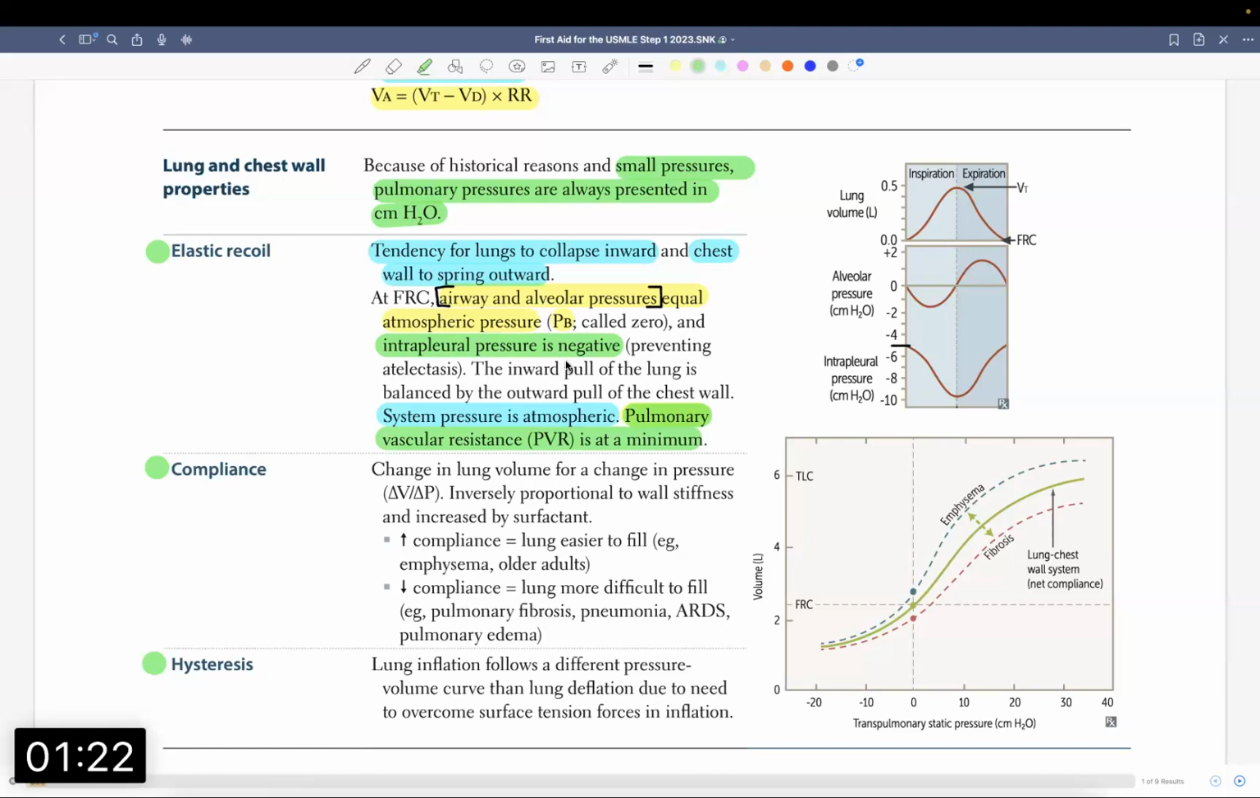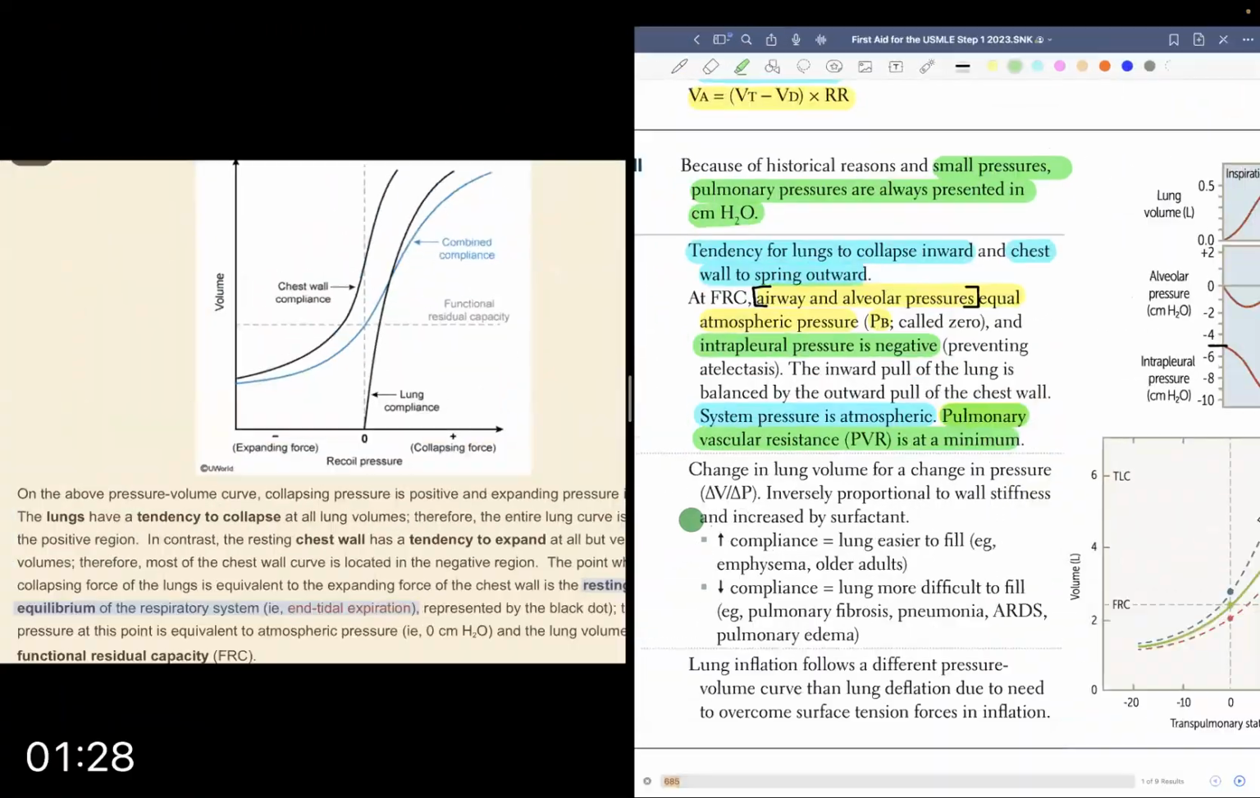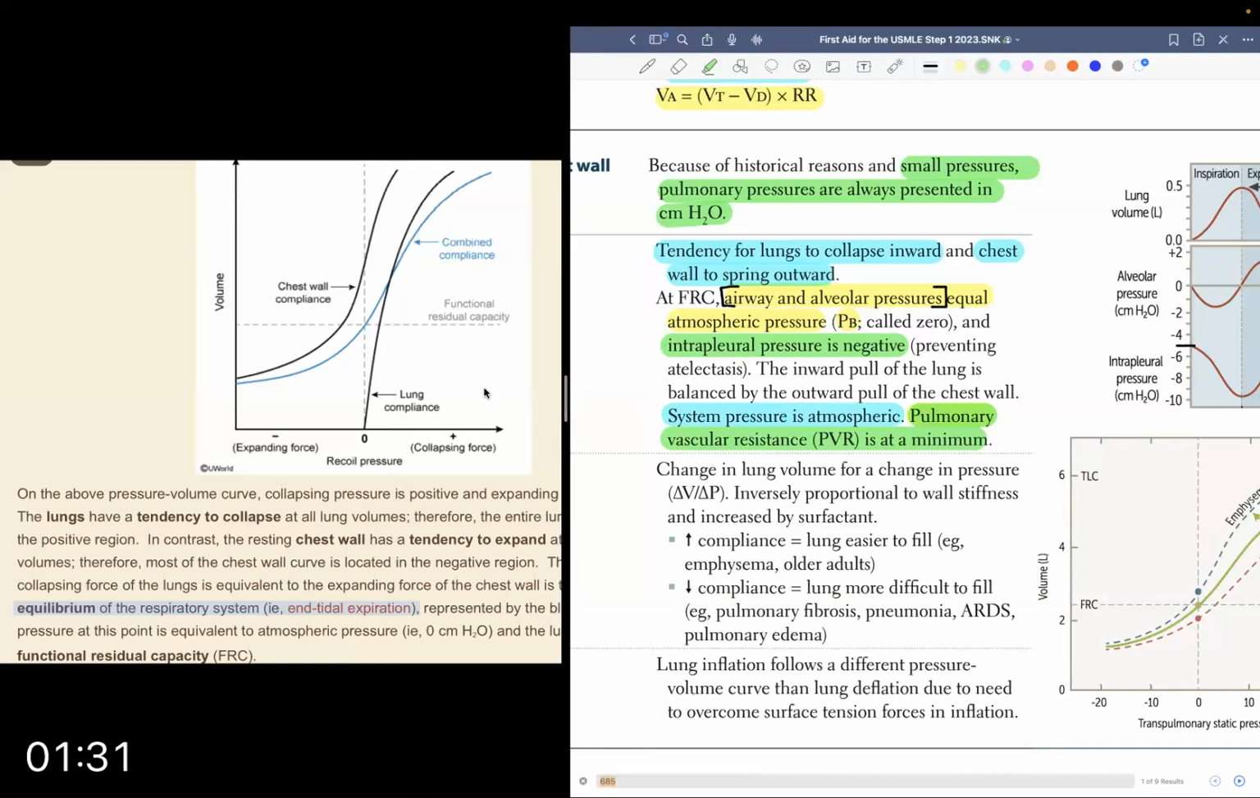So as Faiz shared, the UWorld question image, put it side by side. So you have to correlate at functional residual capacity, which is this balancing point. The airway and alveolar pressures equal the atmospheric pressure, which is called 0, or they measure at 0 centimeters of water, which is here. And the intrapleural pressure is negative, preventing atelectasis. The inward pull of the lung is balanced by the outward pull of the chest wall. Systemic pressure is atmospheric, pulmonary vascular resistance is at a minimum.